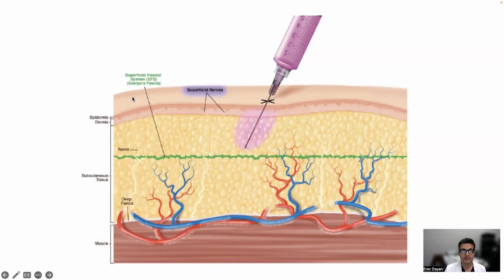Here you can see the soft tissue envelope. You have your skin, you have your subcutaneous fat. Here's the deep fascia and the muscle.